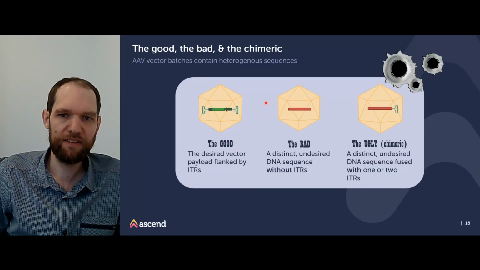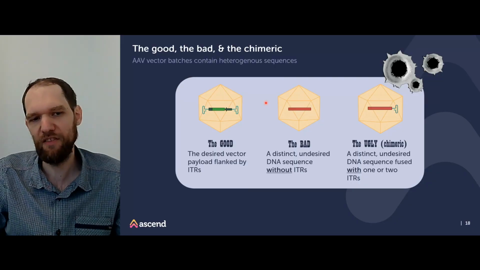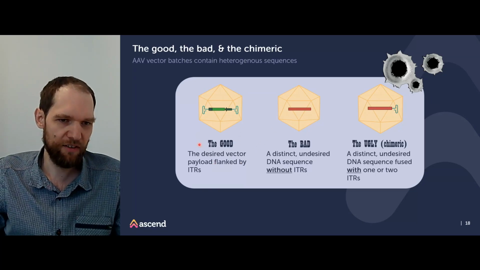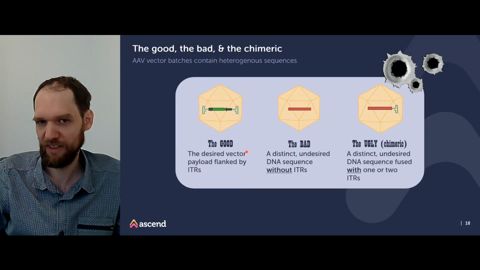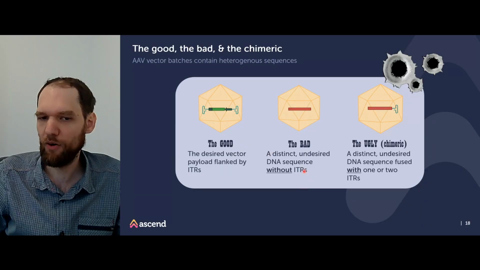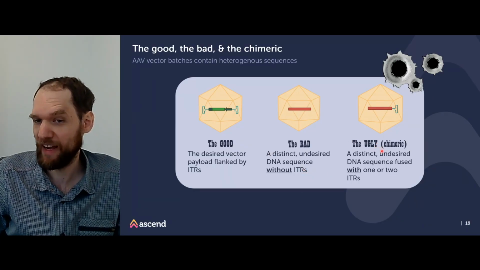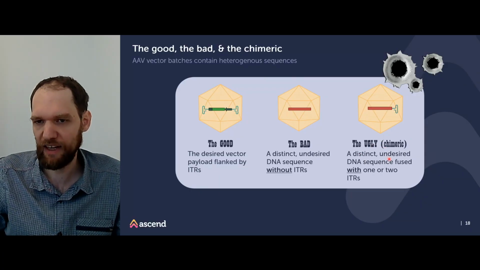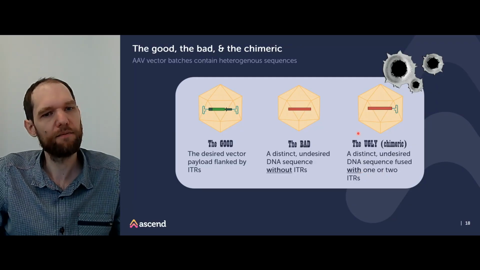And the first thing is that we have, to put it in a Western reference, 3 types of AAVs: good ones, bad ones, and ugly ones. A good vector is the desired payload flanked by ITRs. This is what we want. A bad vector is a distinct undesired sequence without ITRs at the end. And the ugly ones, so the really bad ones, are those that are chimeric. So they have a distinct undesired DNA sequence, but it's fused with 1 or 2 ITRs.